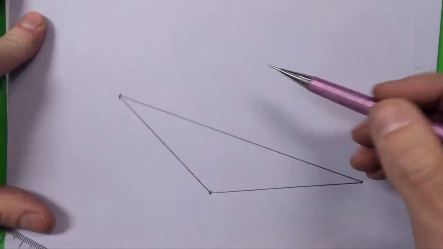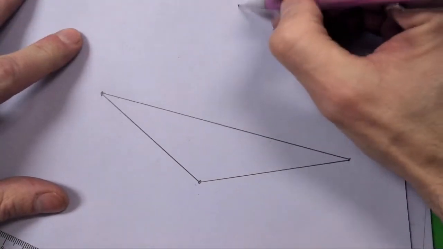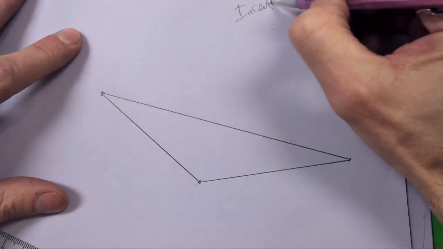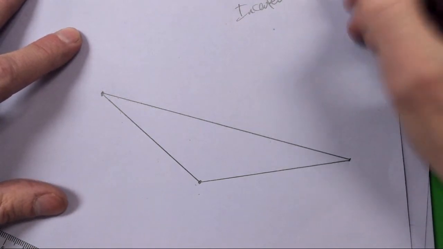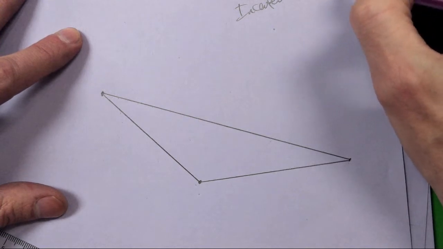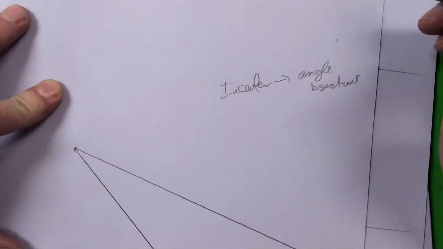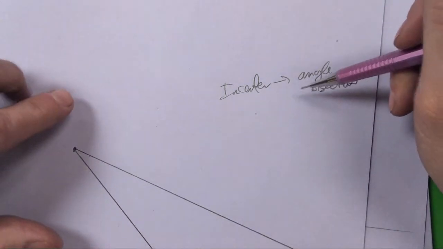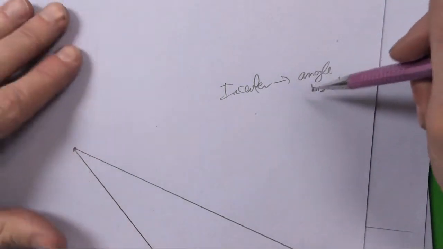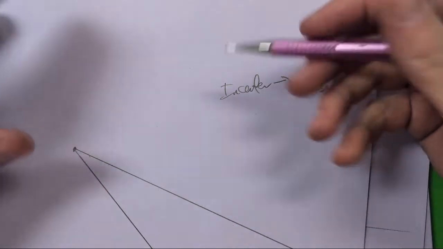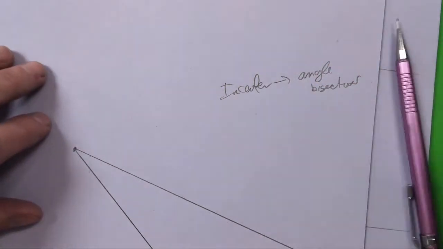Okay, so we'll start with making the incenter first. And as we said, that incenter is coming from angle bisectors. Now I don't have to construct all of them. All I have to do is construct two of them, because the third one's going to meet at the exact same place, and why do extra work when you don't have to?